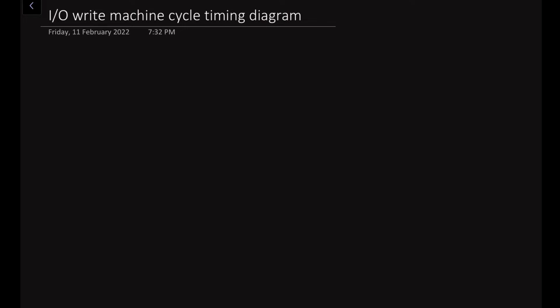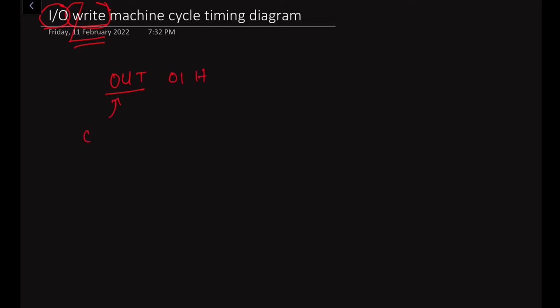In this video we will learn about the timing diagram for the input output write machine cycle. This is the most important part here. We'll consider one example, the OUT instruction. Suppose we have the instruction OUT 01H.